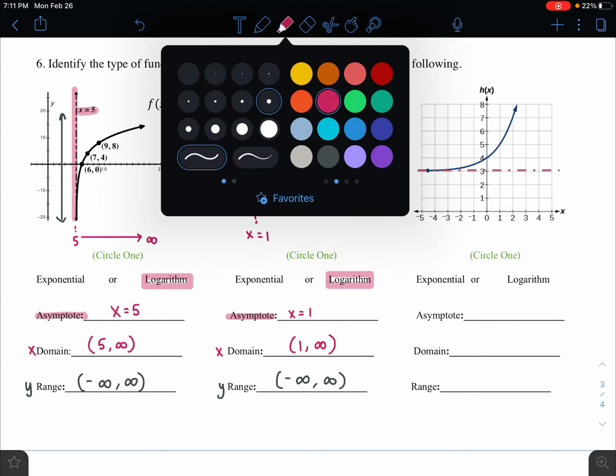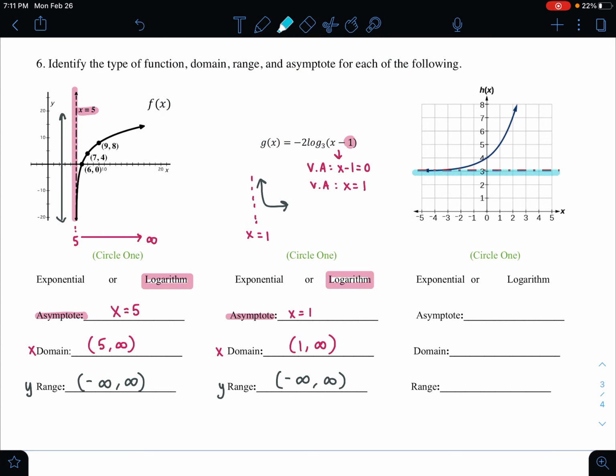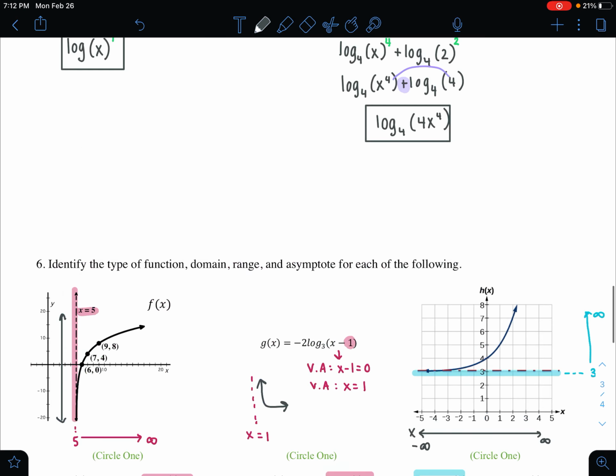Exponential functions have a horizontal asymptote. So if you notice here, your y values are getting restricted, so exponential. And we have a horizontal asymptote at y equals 3. Notice how it's y equals, and y affects your range. So our first y value is at 3, and then it goes on forever to infinity, so from 3 to infinity. Whereas in terms of x's, we had arrows going both ways, so our domain goes from negative infinity to infinity.